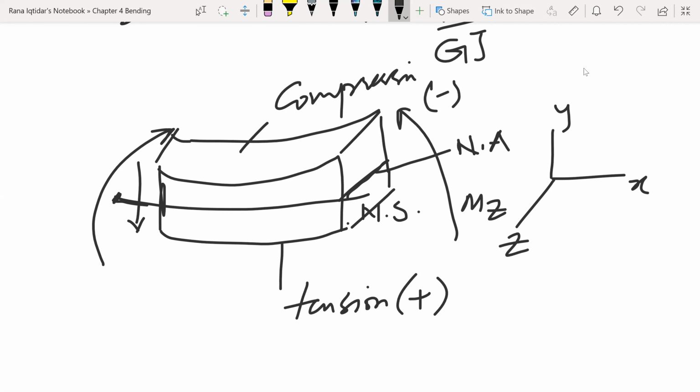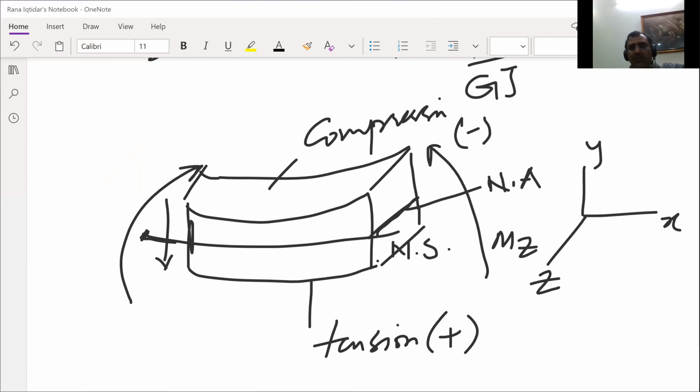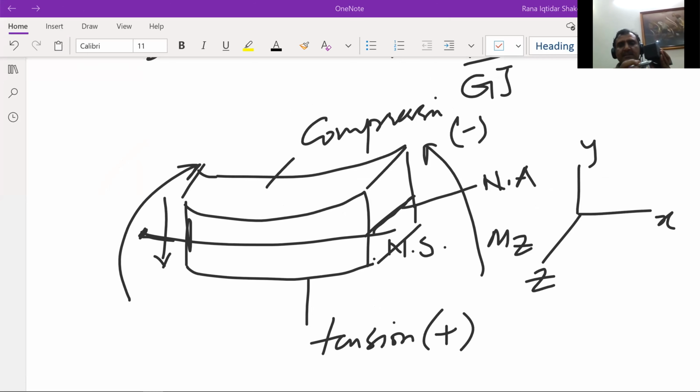But what is the difference between them? In that particular chapter 2, what we assumed was that the normal stresses across this surface are the average one, if you remember, right? But in this particular case, it is not so. It varies from top to bottom in a different fashion.